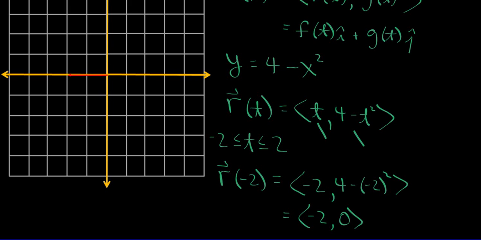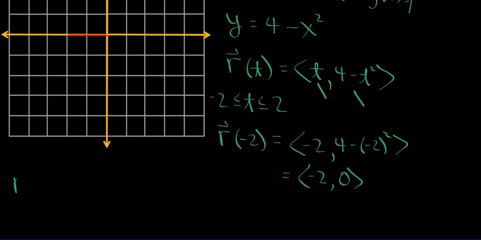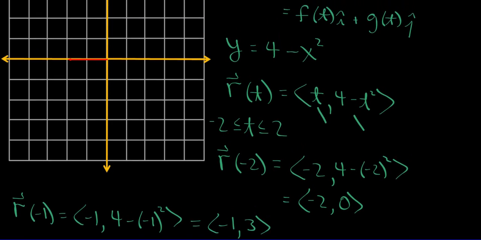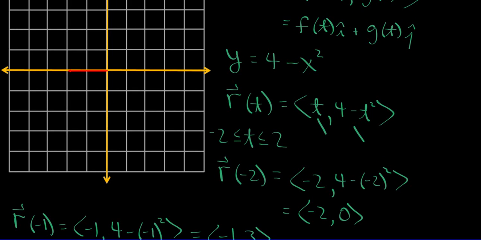Now, let's try r of -1. Well, that would be -1, and then, of course, I have 4 minus -1 squared. And that would give me -1, 3, right? -1, 3. So that particular vector would go like this. We have -1 and up 3, right? So there it goes, like that.